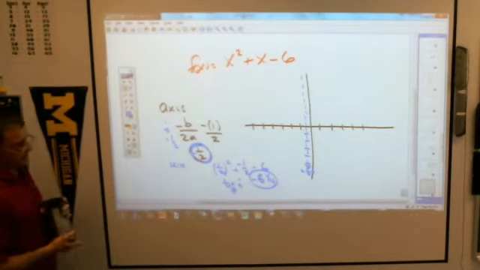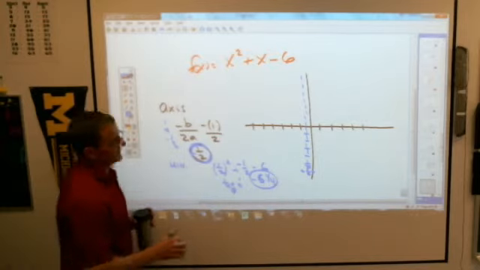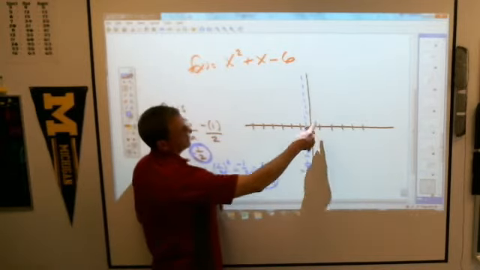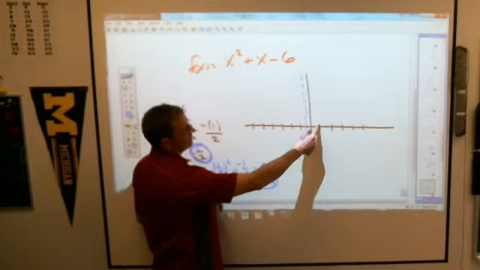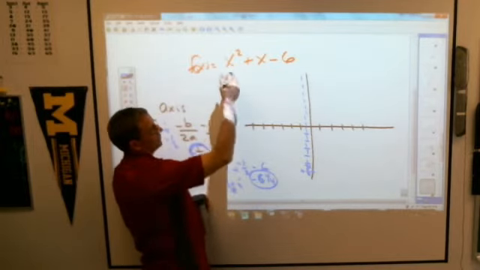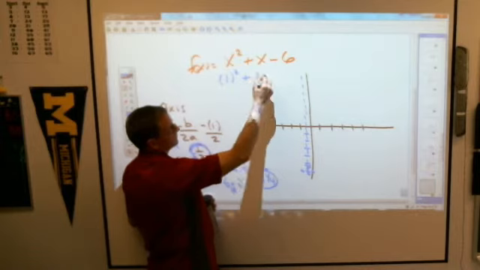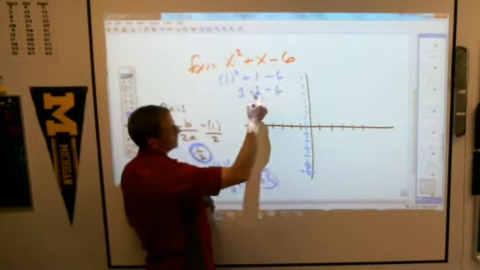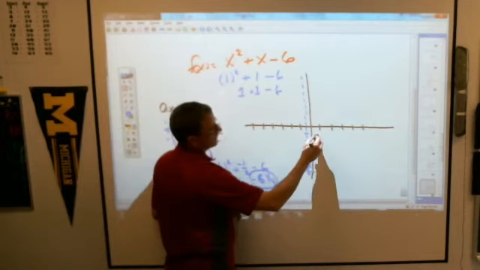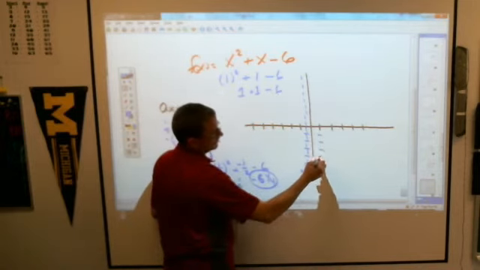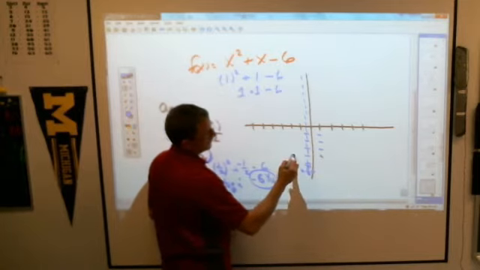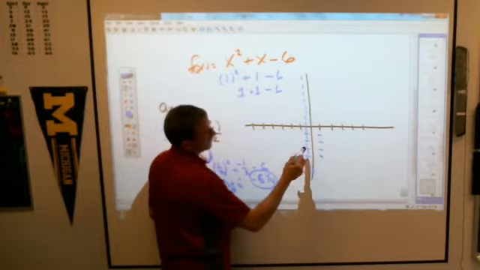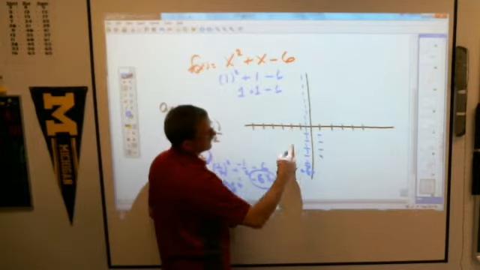And then the only other thing we've got to do is find one more point that's not here. So I would pick maybe positive 1, because that would be really easy. If I take positive 1 and put it in here, I should have never made up my own problem. 1 plus 1 minus 6 is a negative 4. So here at negative 4, same distance away from that, which is what? 1.5.